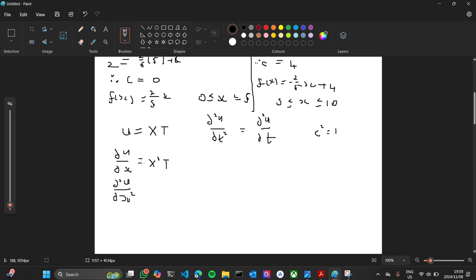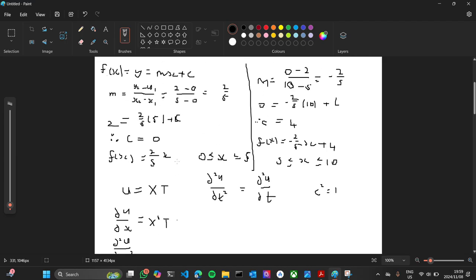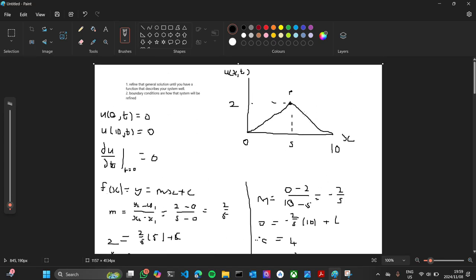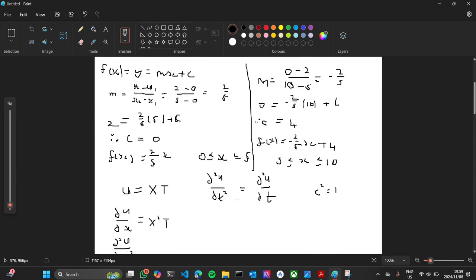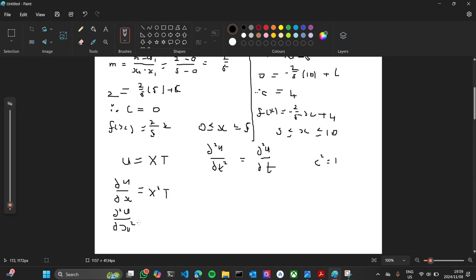Now, keep in mind, the first part of this is literally just memorization work, with the exception of this function here, because that depends on the actual values of your table. But everything else is just pure memorization, and there's nothing much to it. So then the double partial derivative now is x double prime times t.